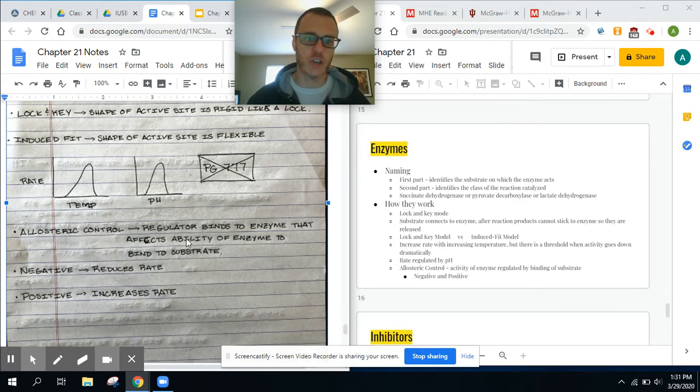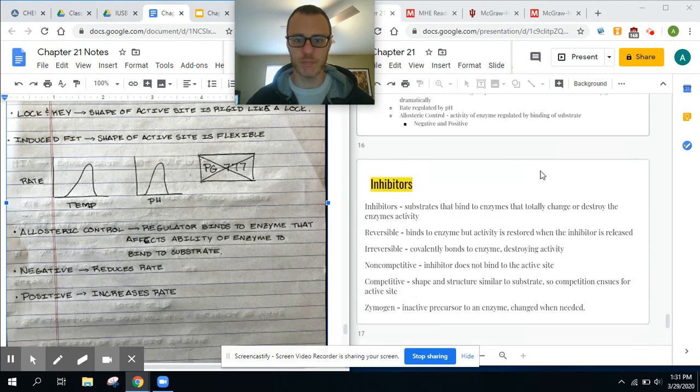There's something called allosteric control. This is where a regulator binds to an enzyme and affects the ability of the enzyme to bind to the substrate. So something else comes in and attaches itself to the enzyme. The enzyme either has negative allosteric control, which means it makes it so the enzyme can't bind to the substrate, or it has positive allosteric control, which means once this thing slaps itself onto the enzyme, that enzyme can stick to the substrate more strongly. And because of that, we have different ways of controlling the rate of reaction.